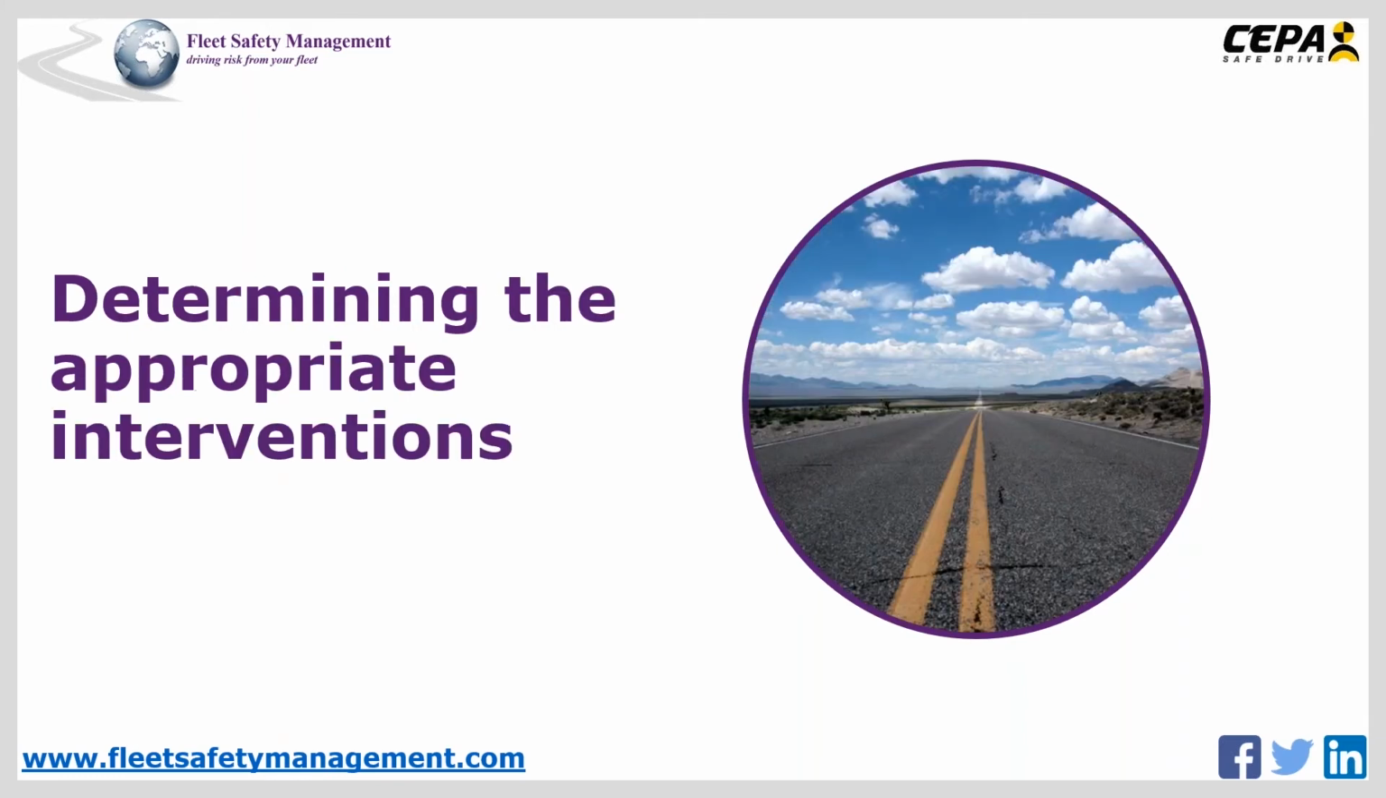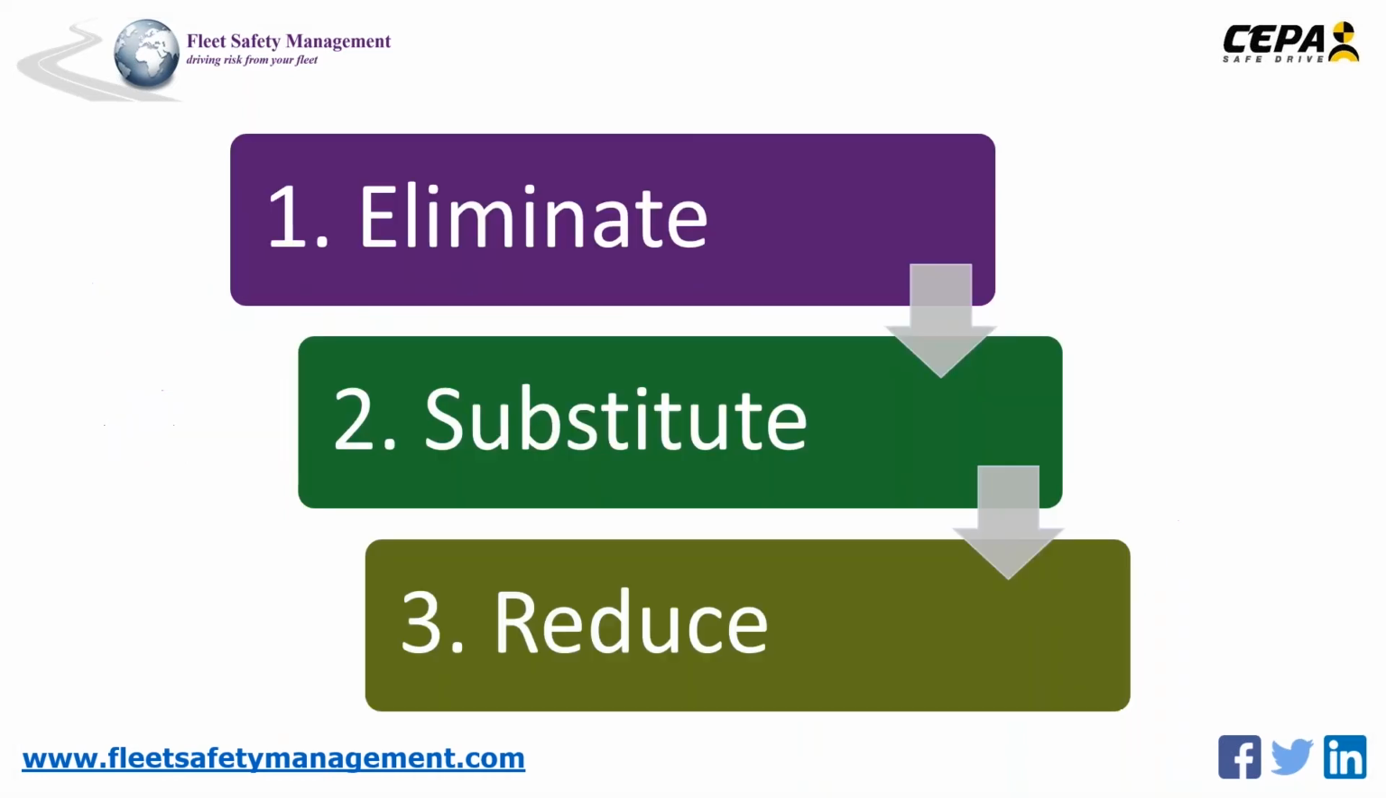So assuming that you have understood the underlying root cause, then what do you do next? How do you determine what the appropriate intervention is? Again, I return to proven health and safety techniques here, using what we call the hierarchy of control. Once you've identified the root cause, you ask yourself the question, what can I do to eliminate it? If I can't do that, what can I do to substitute it for something of a lesser risk? And if I can't do that, what can I do to reduce the risk?